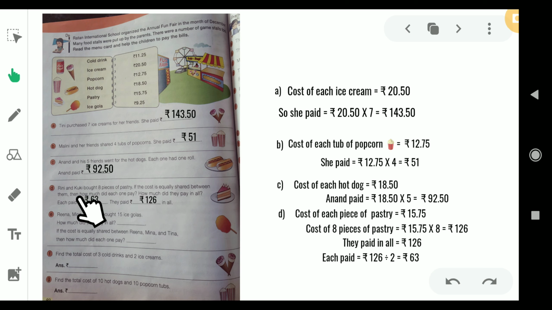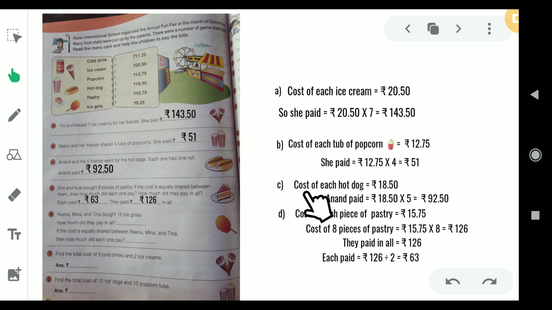Next question, Reeni and Cookie bought 8 pieces of pastry, and if the cost is equally shared between them, how much did each one pay? See, Reeni and Cookie bought 8 pieces, which means Reeni bought 4 pieces and Cookie bought 4 pieces of pastry. If the cost is equally shared between them, both of them have bought pieces of pastry equally, so the cost must also be divided equally between them. Then how much did each one of them pay, and how much did they pay in all? That we need to find out here.